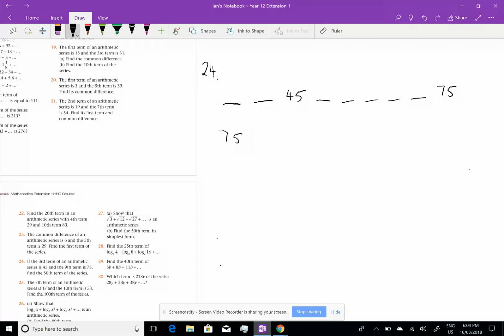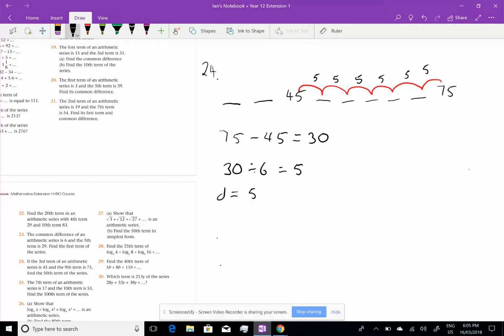So intuitively, 75 minus 45 equals 30. And I've got to jump 1, 2, 3, 4, 5, 6 steps to get there. Well, 30 divided by 6 means each of these has got to be 5. So I've got my common difference: my common difference equals 5. And if I go back another 2 steps, 40, 35, that means my first term is 35.